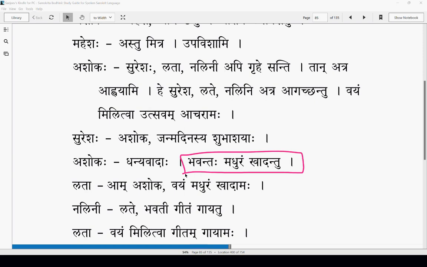Why Melita geetam gayamaha. That's together let's sing. Together we will sing. Not will. We sing. It's a Vartamana kala, right? We sing. We sing the song together.